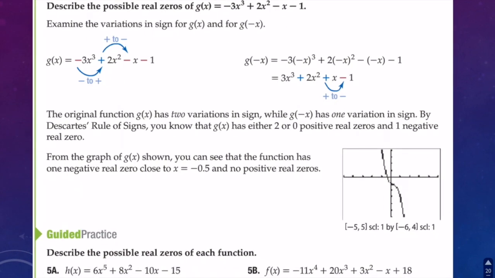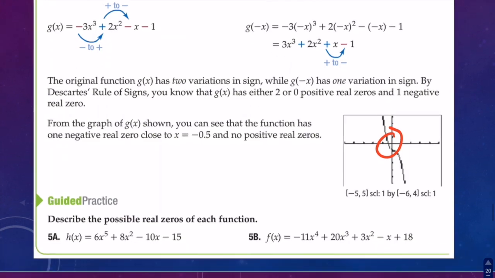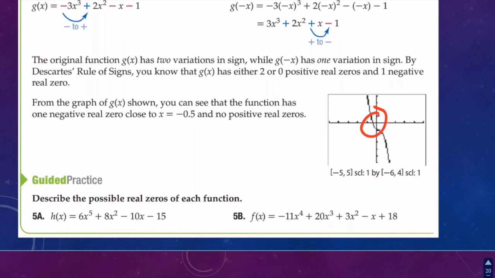So let's read what it says here. The original function g of x has 2 variations in sign, while g of negative x has 1 variation in sign. By Descartes' rule of signs, then, you know that g of x has either 2 or 0 positive real zeros and 1 negative real zero. So, from the graph of g of x shown, you can see that the function has 1 negative real zero right here, which is really close to negative 0.5, and it has no positive real zeros. So take a look at 5a and 5b here and see if you can use Descartes' rule of signs to figure out how many possible positive and negative real zeros you have.